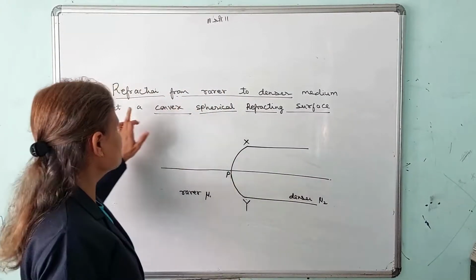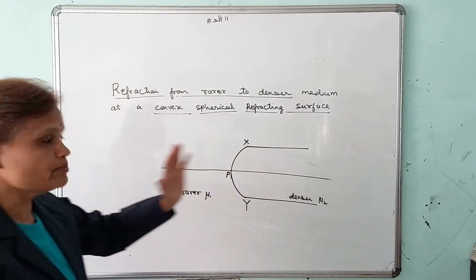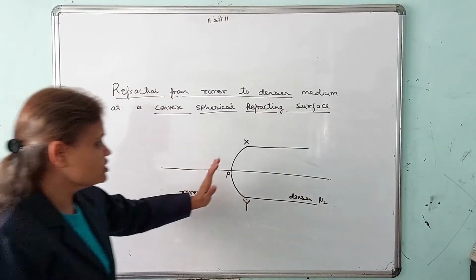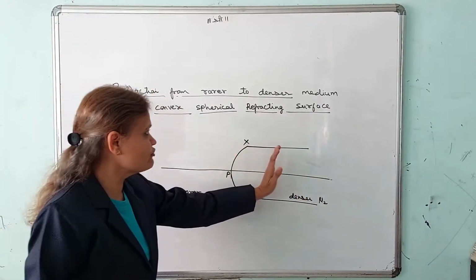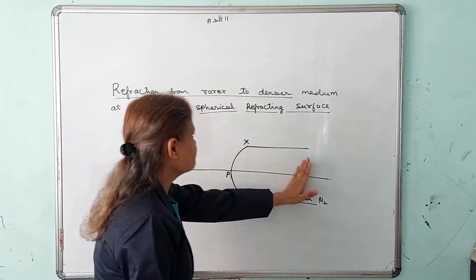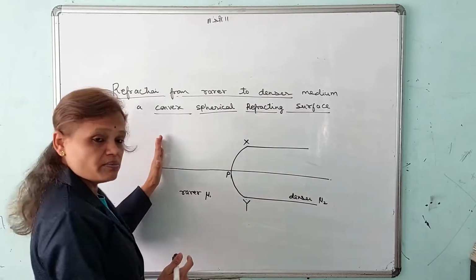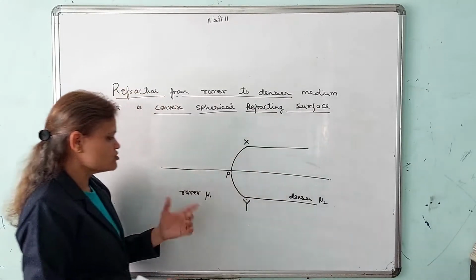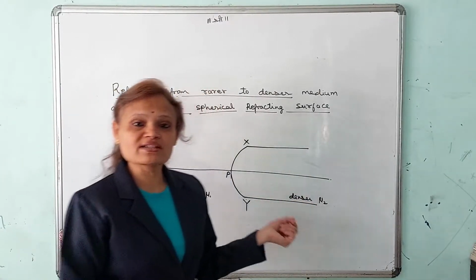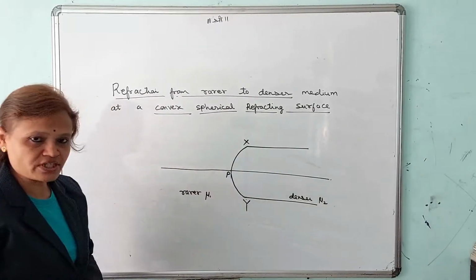Okay, so we are going to start a topic, refraction from rarer to denser medium at convex spherical refracting surface. You can see this is a surface which is convex XPY. Then it is rarer medium with refractive index mu1, denser medium with refractive index mu2. So we are going to first draw the normal to this surface.